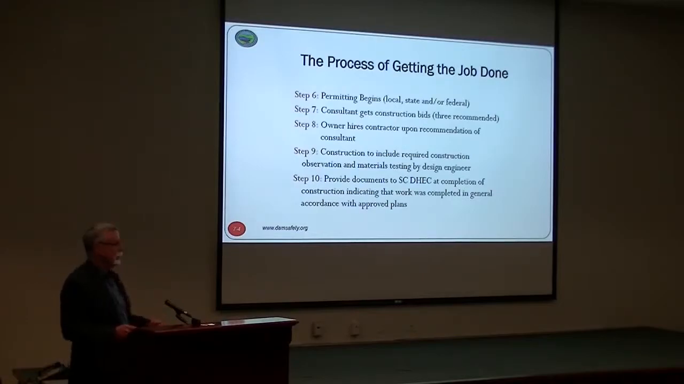Once you get all that together, you go out and bid it and get more than one bid. Try to get 3 bids if you can. Then you hire the contractor. We'll talk about the construction observation from the design engineer to make sure it's built right. That's critical. And then at the completion of the job, you give DHEC a record of everything that was done, the testing results. You basically have a final report: here's what was done, here's all the testing to prove that it was done right. So it's a pretty involved process from start to finish.